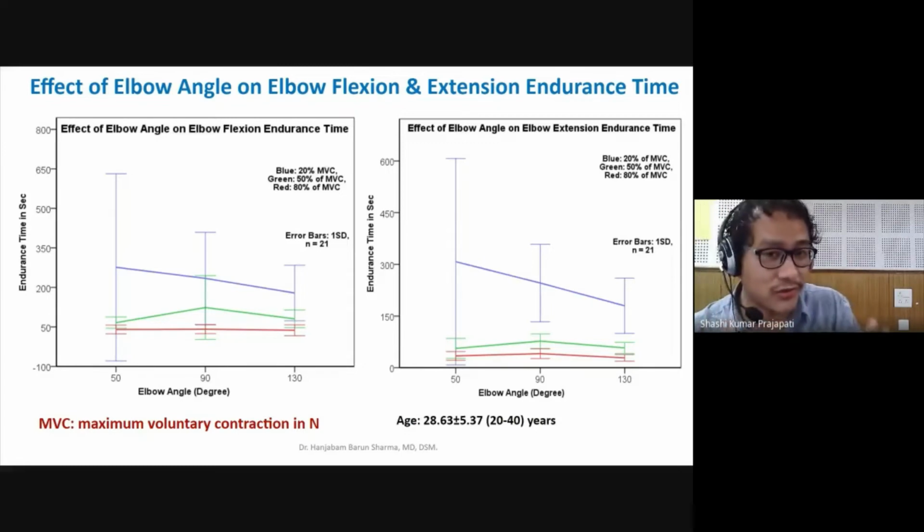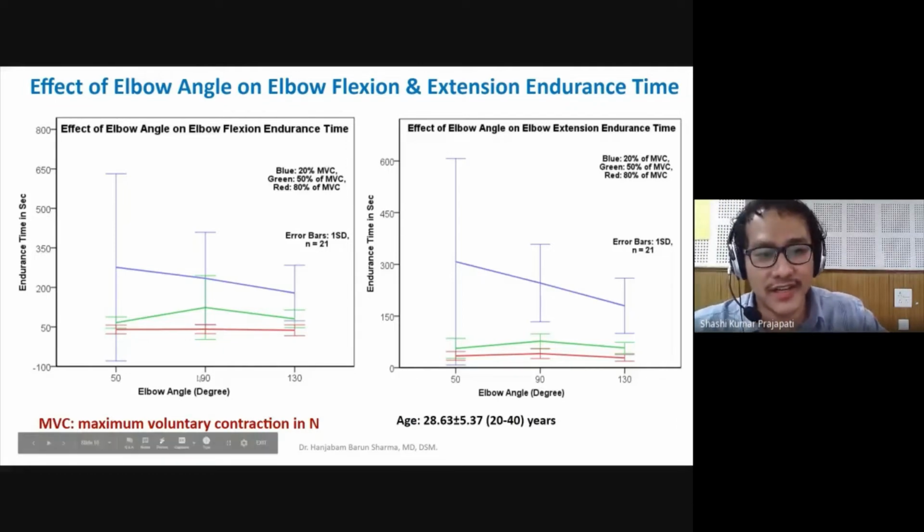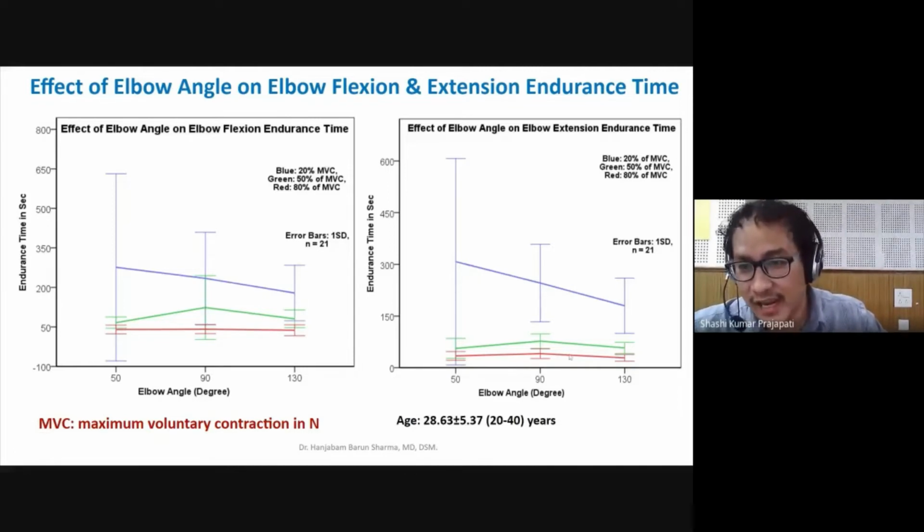It is very important, because in designing any ergonomics or instrument where we have to sustain isometric contraction, we may be able to provide the ideal angle where the fatigue resistance is maximum. So here the fatigue resistance is maximum at 50% of MBC at 90°, because the endurance time is maximum here. In the same way, the angle is 90°, and it should be at 50% of MBC.